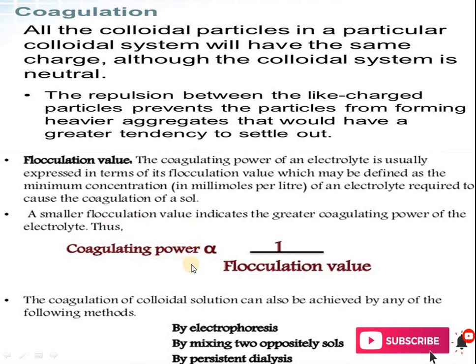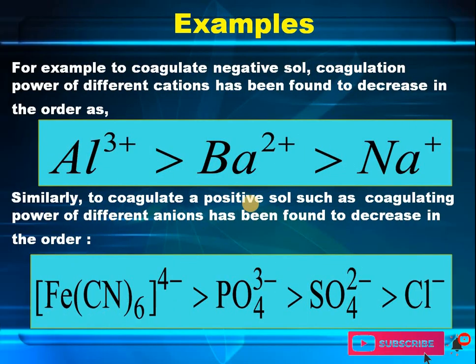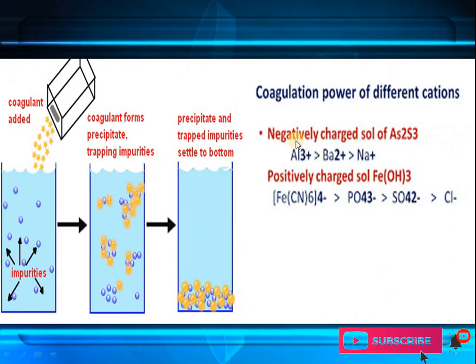And this coagulation can be achieved by electrophoresis, by mixing two opposite solutions. So this is the example for a negative sol and for a positive sol. A negative sol gets coagulated by these, and the power will decrease as we move from aluminium to sodium. And for positive sols, the power will decrease as we move from compounds of iron to chlorine. This is what we discussed. So if the impurities are positive, we need a negative electrolyte, and if the impurities are negative, we need a positive electrolyte. This is what happens when we use these types of electrolytes, and we can check the powers by using them one by one.